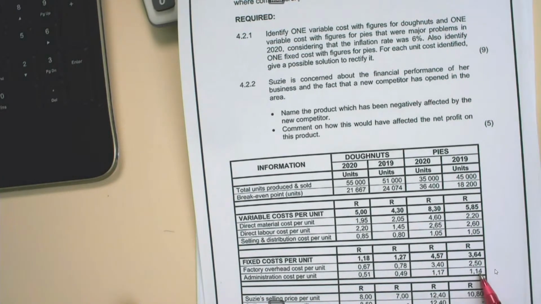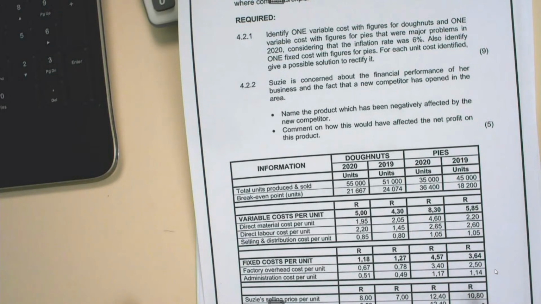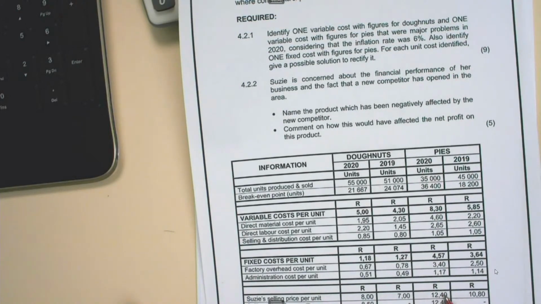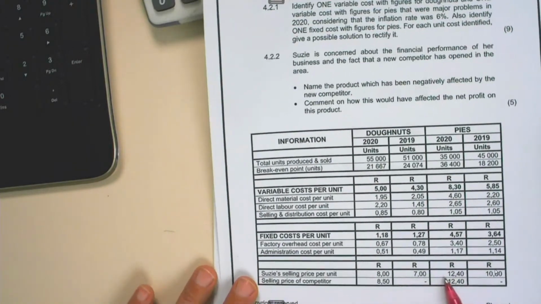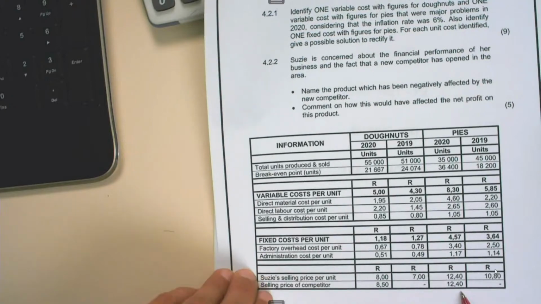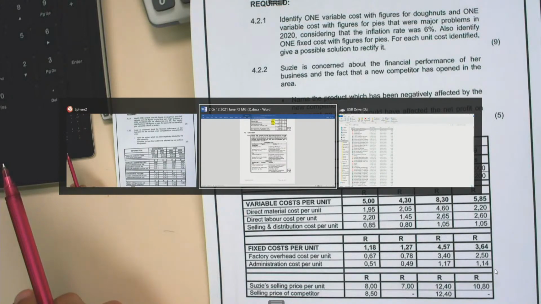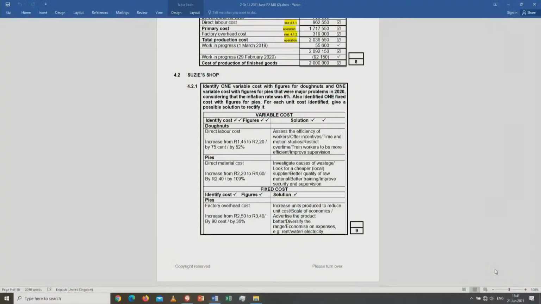Administration, R1.14, and then it's R1.17. Selling price per unit, R10.80, R12.40. The price of the competitor also R12.40, exactly the same as ours. Okay. There we go. Let's see what our solution says.